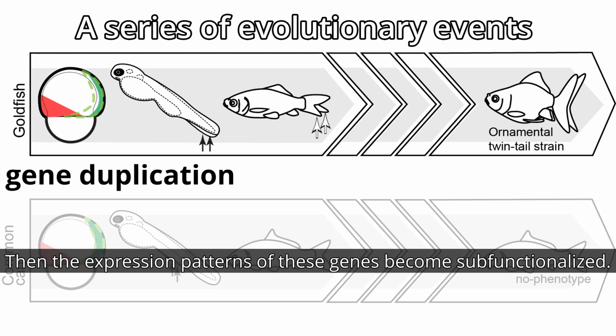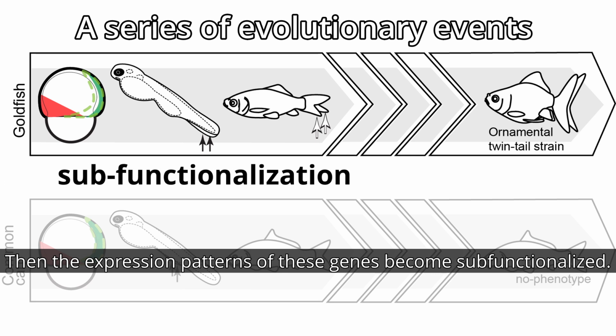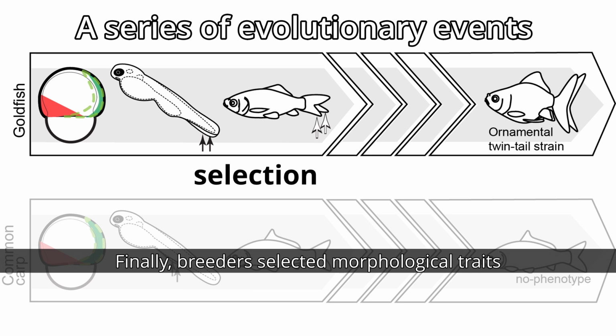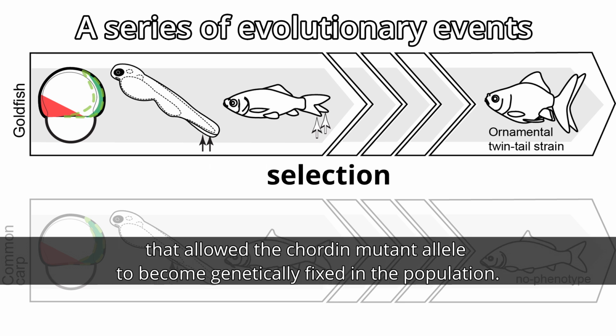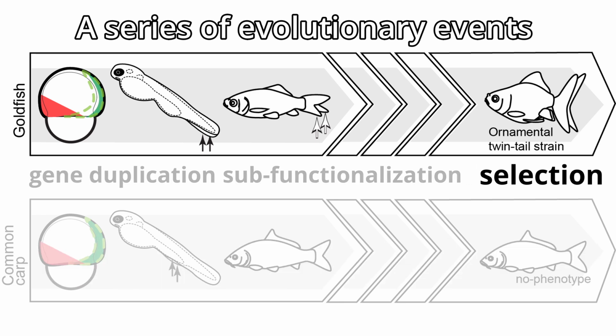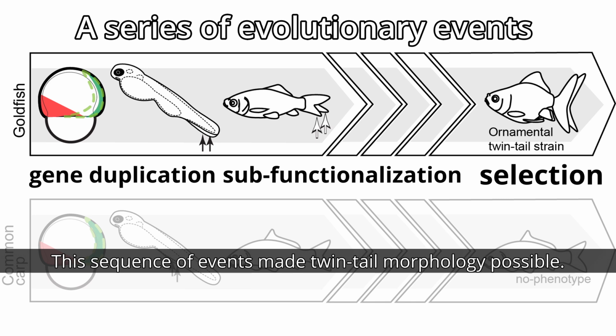Then the expression patterns of these genes became subfunctionalized. Finally, breeders selected morphological traits that allowed the coding mutant allele to become genetically fixed in the population. This sequence of events made twin-tail morphology possible.